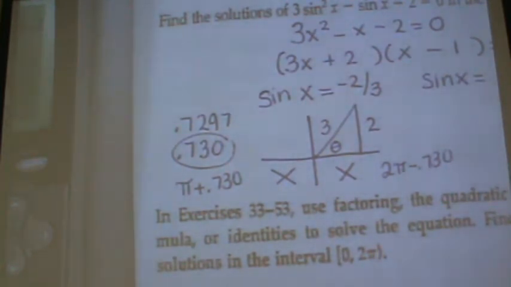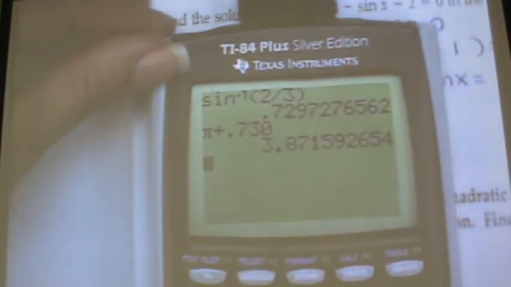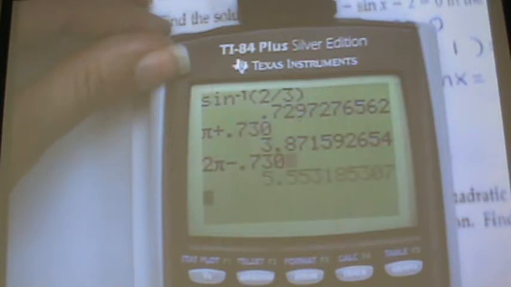So what is pi plus 0.730? 3.87. And then what's 2 pi minus 0.730? And you get 5.55.